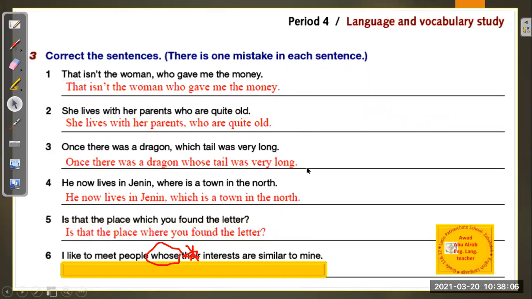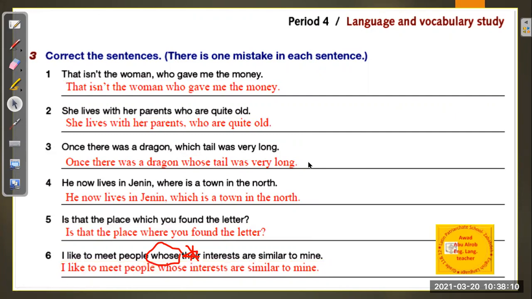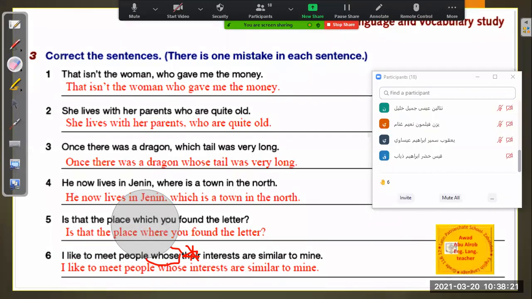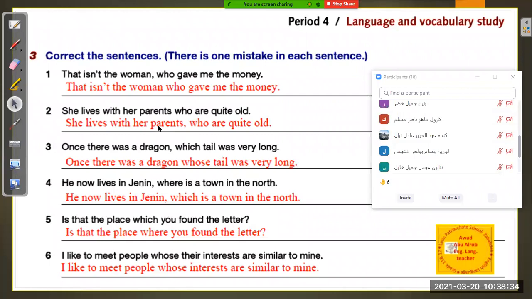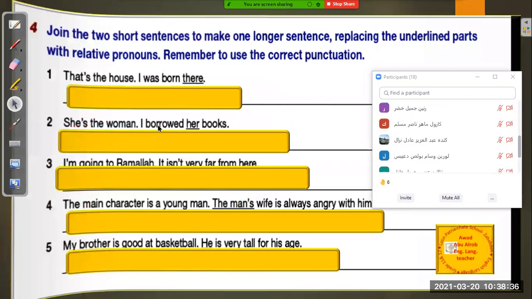Okay, thank you. Now, Jude. I like to meet people whose their interests are similar to mine. I like to meet people whose interests are similar to mine. Whose interests, we say. Interests, not interested. Okay. Now, is it okay with everyone?